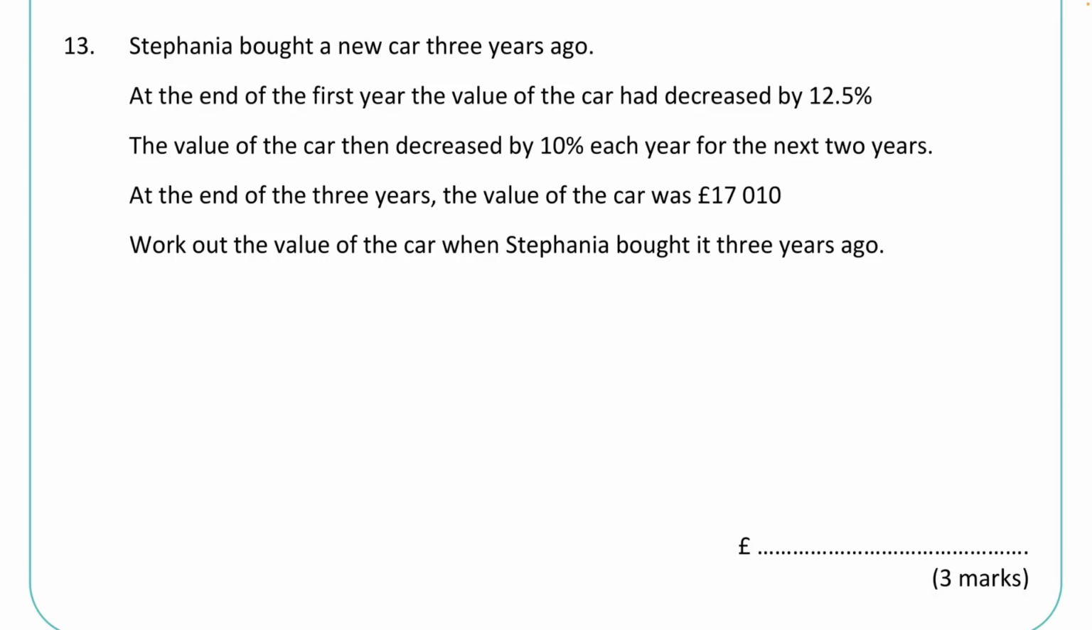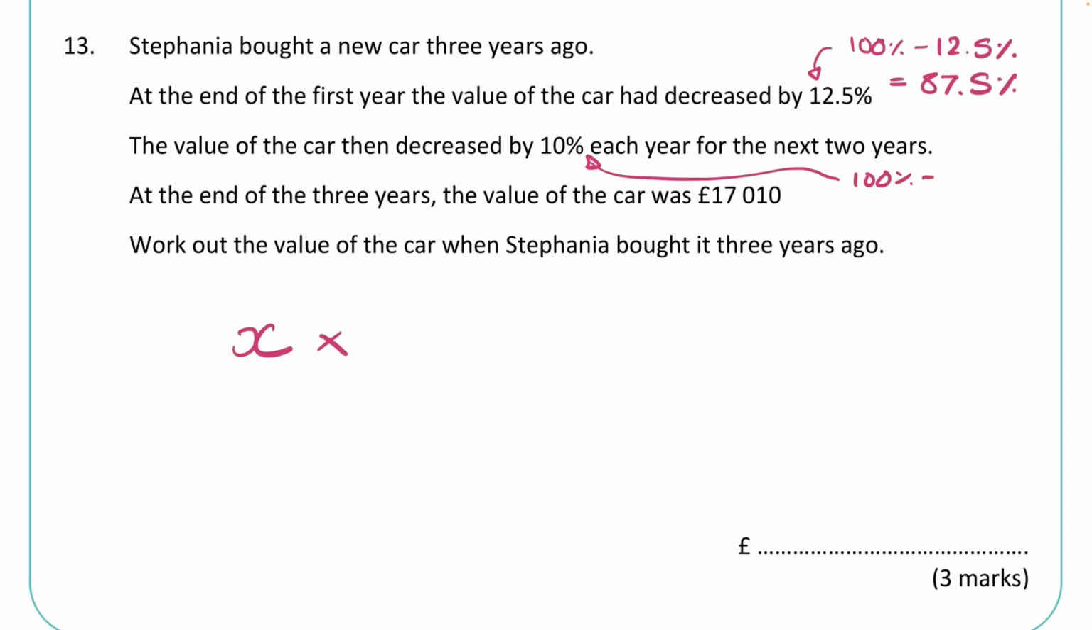So ultimately, we have a value of the car. Let's call that x. Now, each time it had decreased, we would multiply it by some form of multiplier. To find that multiplier when something's going down, we need to subtract the percentage away from 100%. So 100 take away 12.5% is 87.5%. For the next one, where we have this 10%, it's quite obvious that that's 90%, but 100% take away 10% is 90%.